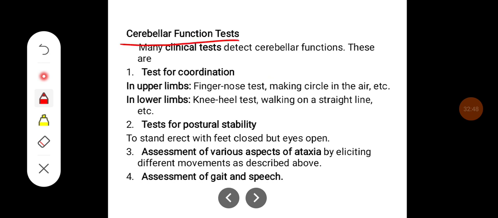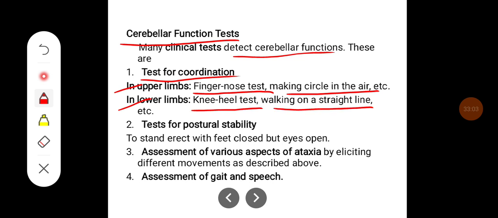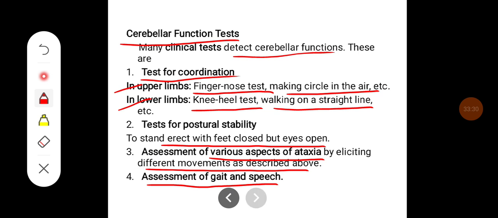Some of the cerebellar function tests. Many clinical tests detect cerebellar functions. These are tests for coordination in upper limbs and lower limbs. For upper limbs, it is finger nose test, making circle in the air, and in the lower limbs, it is knee heel test, walking on a straight line. And to test the postural stability, you're supposed to ask to stand erect with the feet closed but eyes open. Then assessment of various aspects of ataxia by eliciting different movements as described above. And you have to assess the gait and the speech. This also becomes part of cerebellar function test.